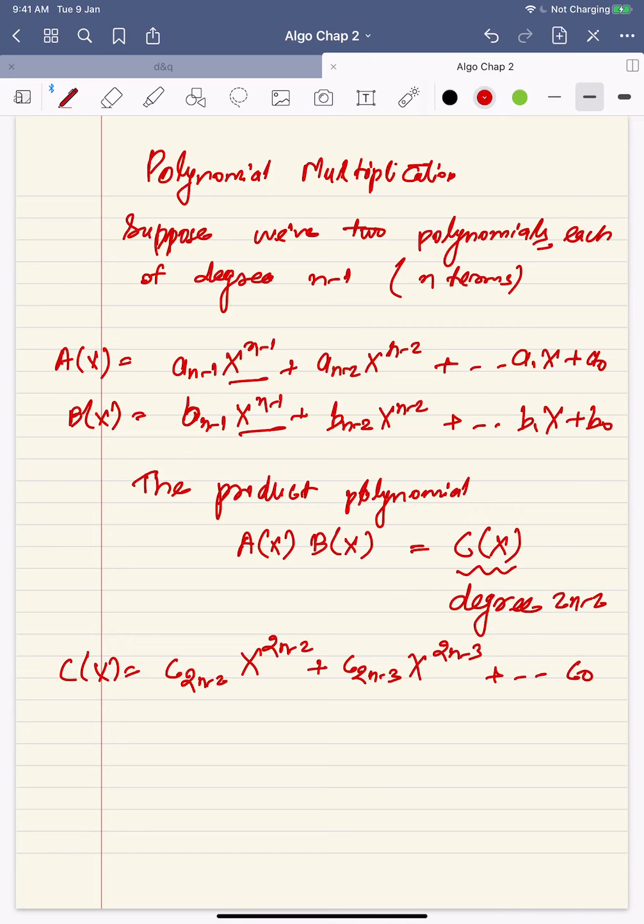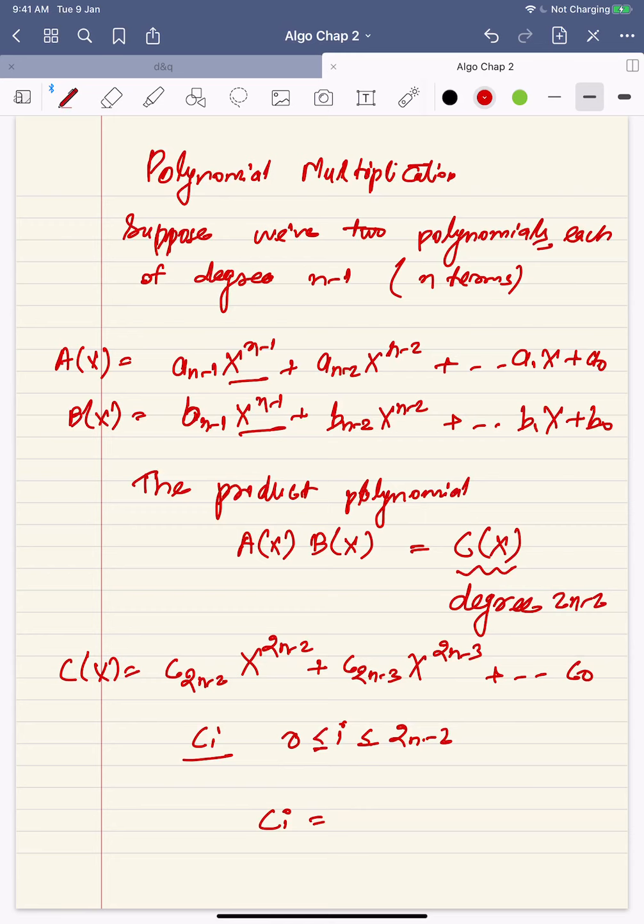Okay. Now what do I mean by getting the output C(x)? That means I have to get the coefficient c_i, where i is greater than or equal to 0, less than or equal to 2n minus 2. So there are 2n minus 1 such coefficients and I have to get each of them. If I get these 2n minus 1 coefficients, I have my output. So that's what I need to do. So how do I compute an individual c_i?